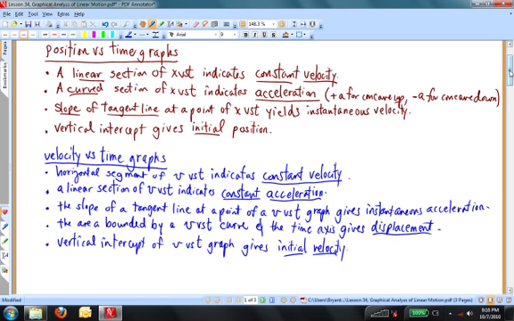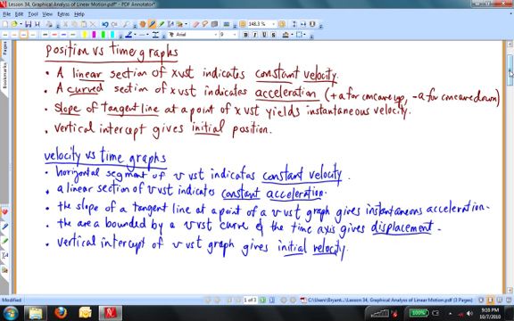Third point, if I sketch a tangent line at a point of a v versus t graph, then the slope of that tangent line gives me the instantaneous acceleration at that point in time. Fourth point, if I find the area bounded by a v versus t graph and the time axis, then that's going to give me displacement. Those displacements could be positive if the v versus t graph is above the time axis. It could be negative if it's below the time axis. And then finally, wherever the graph begins at t equals 0, that is going to be the initial velocity of the system at that point.